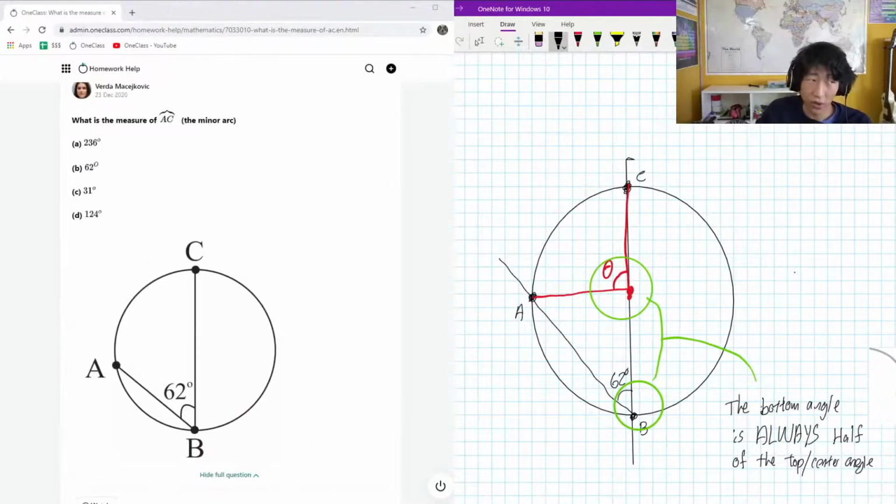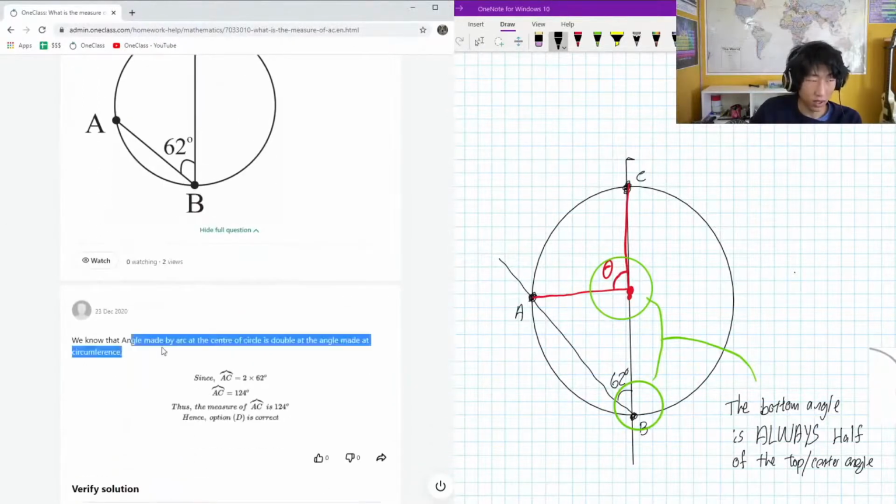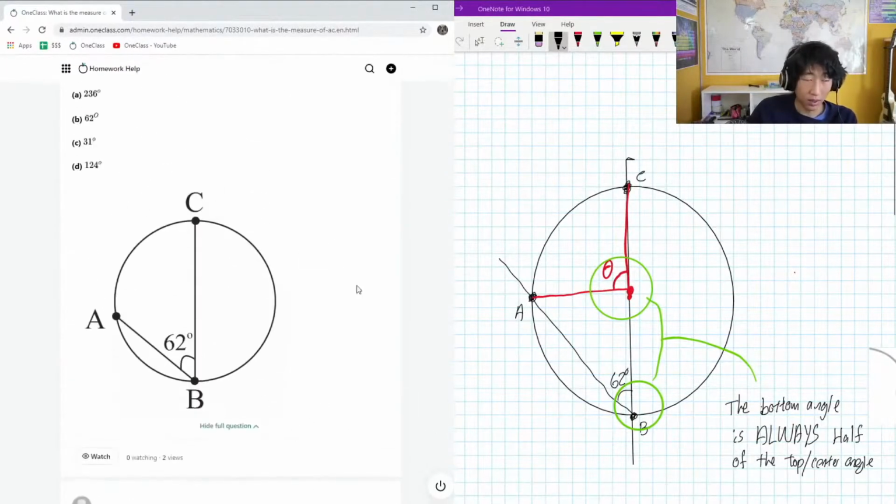But that would also agree with our answer of D, because if 62 is exactly half of this angle, that means we have to multiply by 2. 62 times 2 is 124. Yep, and we came to the same conclusion. So it's always great when our visual conclusions match our calculation-based conclusions. So it's got to be D, 124 degrees. In more formal language, the angle made by the arc at the center of the circle is double the angle made at the circumference, which is this one. Okay, so keeping that mathematical law in mind, as well as some tips for visual analysis, questions like this should never do you wrong.